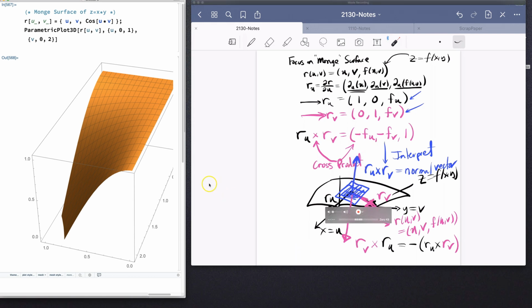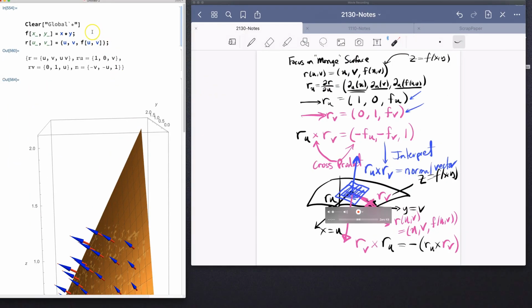Okay, so we have an example shown here. Here is the function of two variables, z is equal to f of x, y. This is the Monge parameterization for it. r of u comma v is the function f evaluated at u and v. So here we can see the output. Here's our vector valued function: u comma v, u times v.